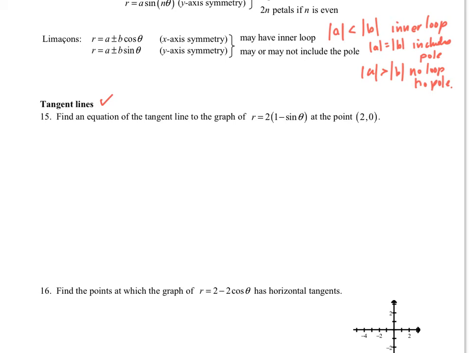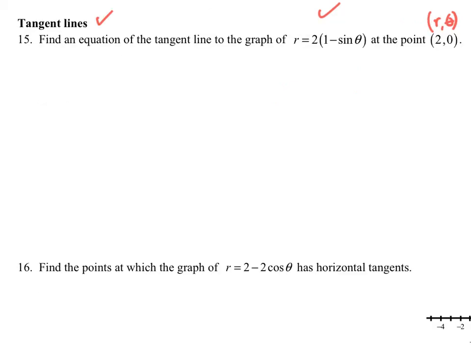Find an equation of the tangent line to the graph r is equal to 2 times (1 minus sine of theta) at the point (2, 0). Now when we do this, this is r and theta. You've got to be cognizant of that. Okay, you might need more paper for this, so write small or else get more paper.